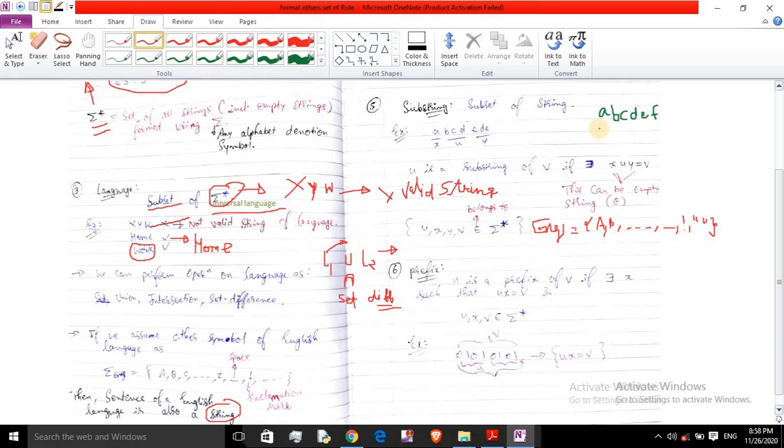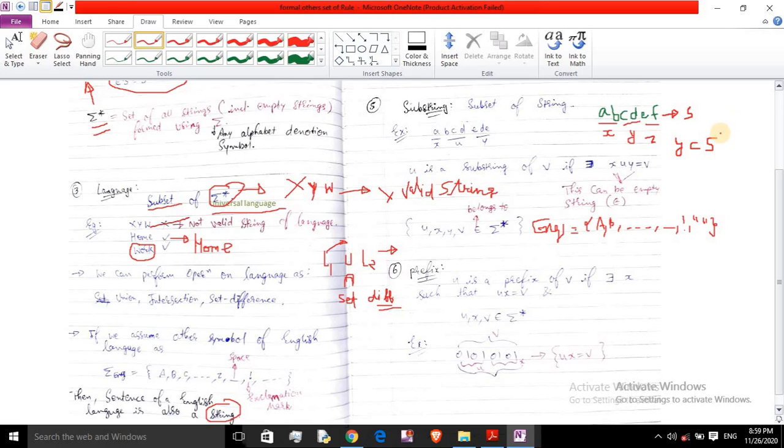Now look at this part. Suppose these two symbols AB combined we call a variable x. These two symbols CD we call a variable name y, and these two symbols EF combined we call a variable name z. So y is a subset of this whole string, which we are calling s. So we can say y is a substring of this string s.